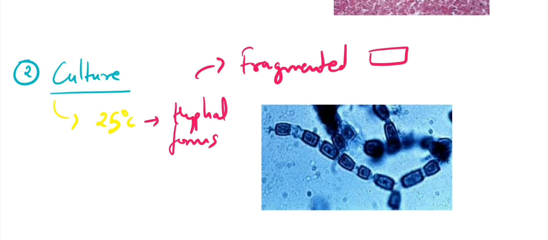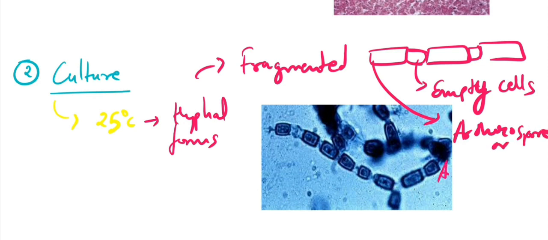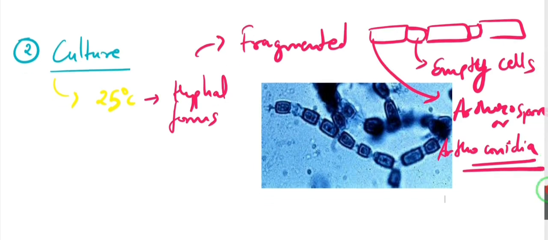Because they have these barrel-shaped arthrospores, which are the infective forms, and in between these cells there are what are known as empty cells. So these are the empty cells, and these are the arthrospores or arthroconidia, whatever you want to call them. So this is how the hyphae is going to look.